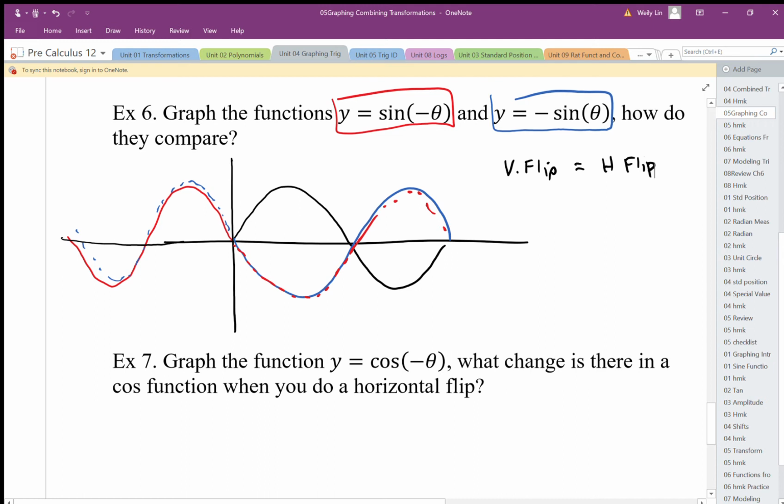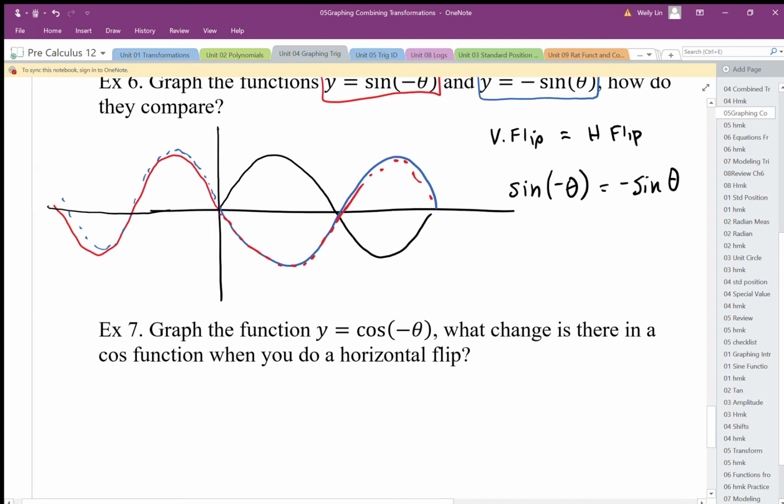In fact, because of this, we end up with this identity. We say that sine of negative theta is equal to negative sine theta. They are exactly the same. And we will see this identity later on. This is a property of something called an odd function, and odd functions are what we call rotationally symmetrical. If you look at a sine graph and rotate it 180 degrees, it's actually the same graph.